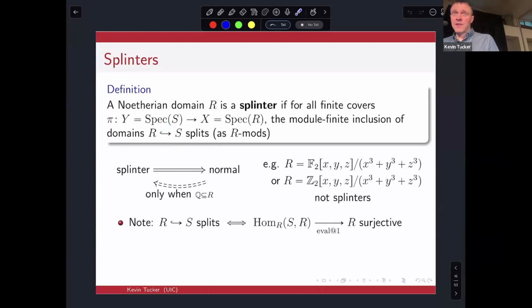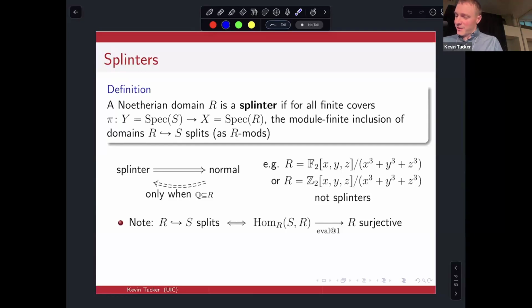Splinters are always normal. It's pretty easy to see. The splinter condition in particular should tell you that the normalization map splits, which gives you normal. When you're in equal characteristic 0, so when Q is inside of R, in fact, splinter is the same thing as normal. The field trace can be used to give you a splitting. The field trace in general sends 1 not to 1, but to the degree of the extension. So as long as you're in characteristic 0 where that's a unit, you win.